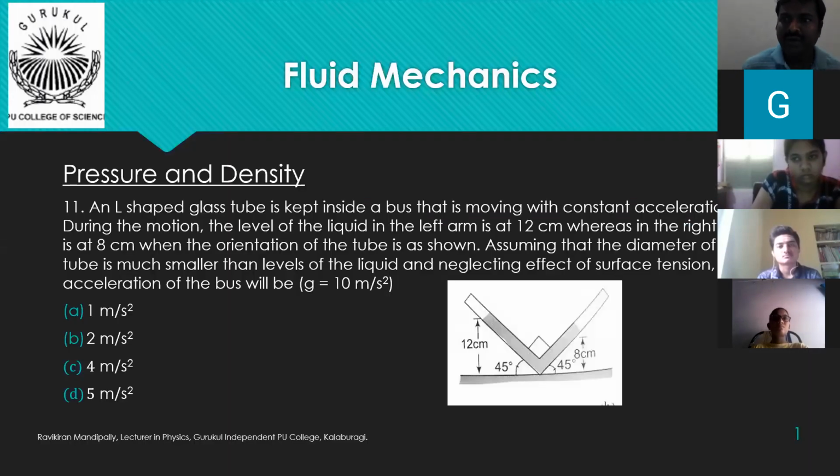Today we are continuing the discussion on the topic pressure and density. We are starting with question number 11.